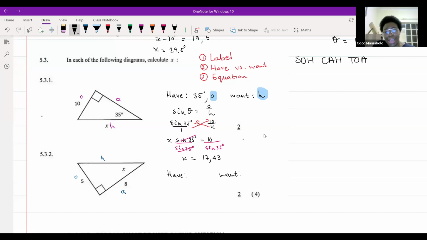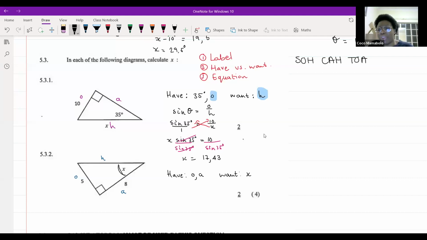I have the opposite and I have the adjacent. I want x. What is x in the context here? What does x represent? Theta, or an angle? Good, it's the angle. Right, it's the angle. That's what we want.